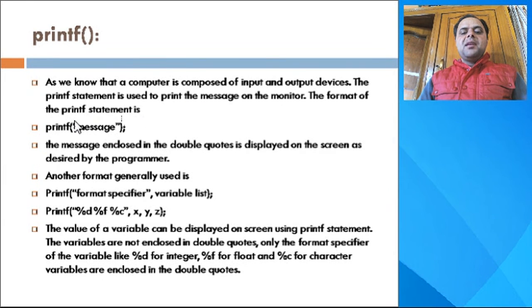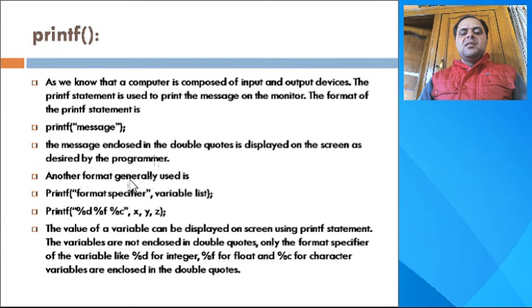The format of a printf statement is printf, bracket start, double quotes, and the message we want to print, quotes close, bracket close, and semicolon. So this is the format of a printf for outputting something on screen. The message enclosed in the double quotes is displayed on the screen as desired by the programmer.